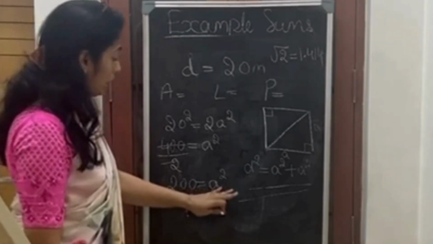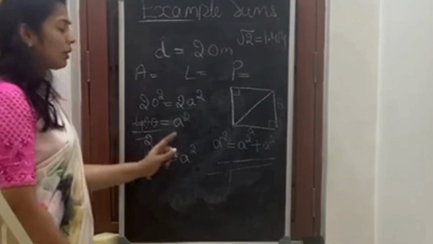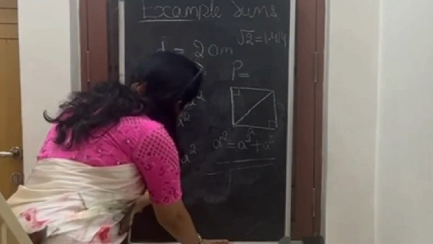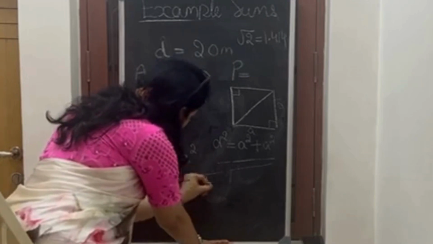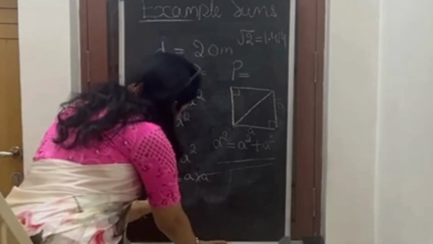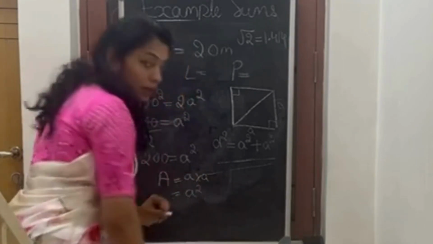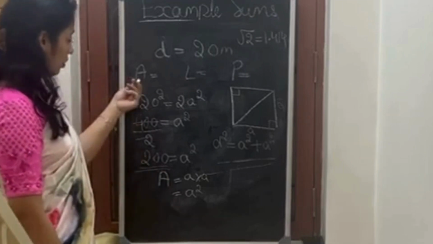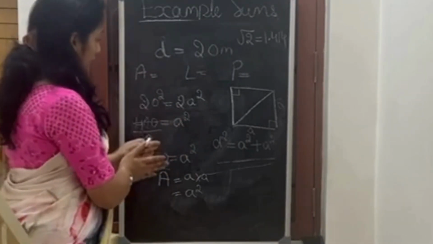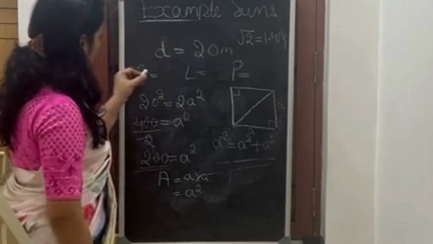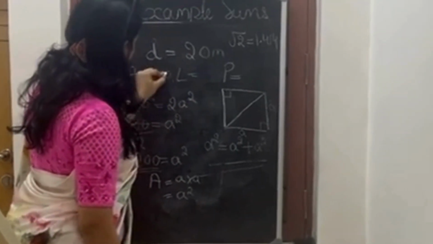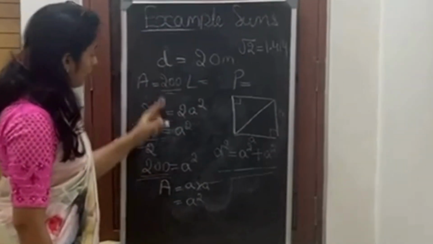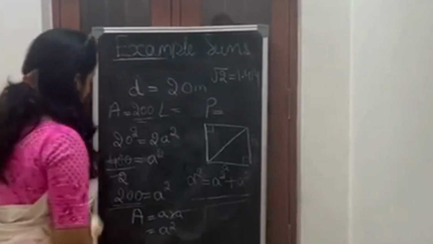I have got a square equals 200. What is a square? Let's come to area. What's the formula for area of a square? Area of a square is a into a, side into side. So that is a square, nothing but area. 200 is the area of the square. If I am using this second method, I first got the area. So area is 200 square meters. Next, what I have to find out? To find out the length. How will I find out the length?